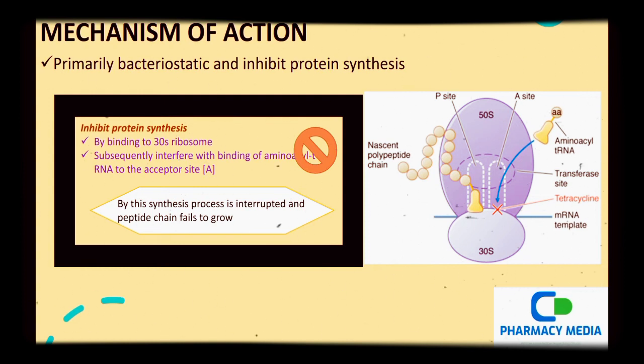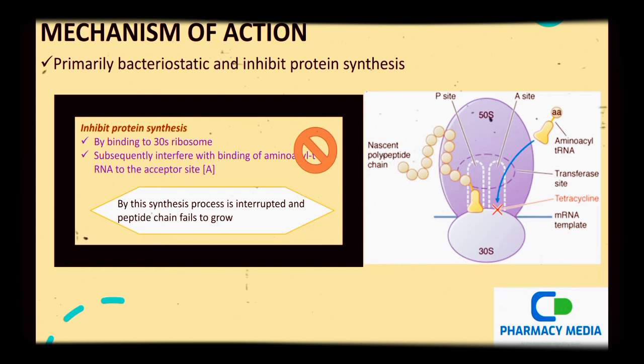The other part where it blocks is that it subsequently interferes with the binding of the aminoacyl tRNA to the acceptor site A. So this acceptor site A, which is present in the 50S part of the ribosome, is where the amino acid complementary with the aminoacyl tRNA comes and binds, and the protein synthesis is forwarded. If this process is blocked, the entire protein synthesis chain fails. In this way, these tetracyclines block the action of the bacteria.